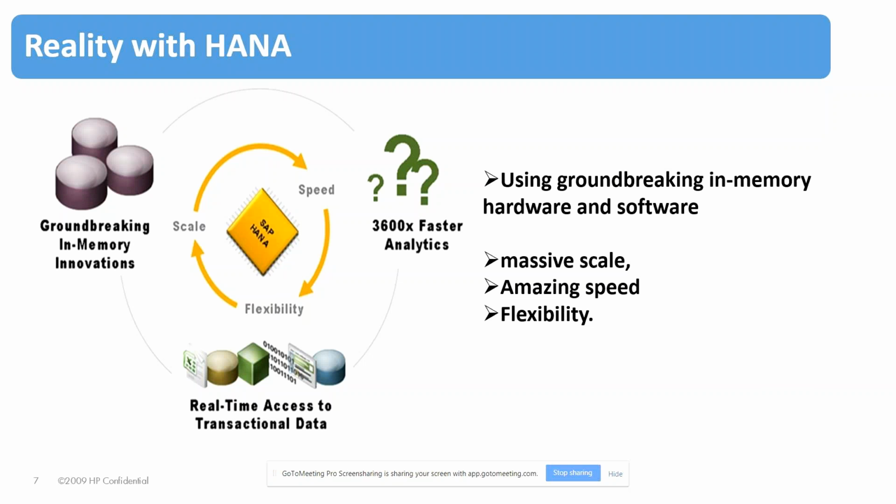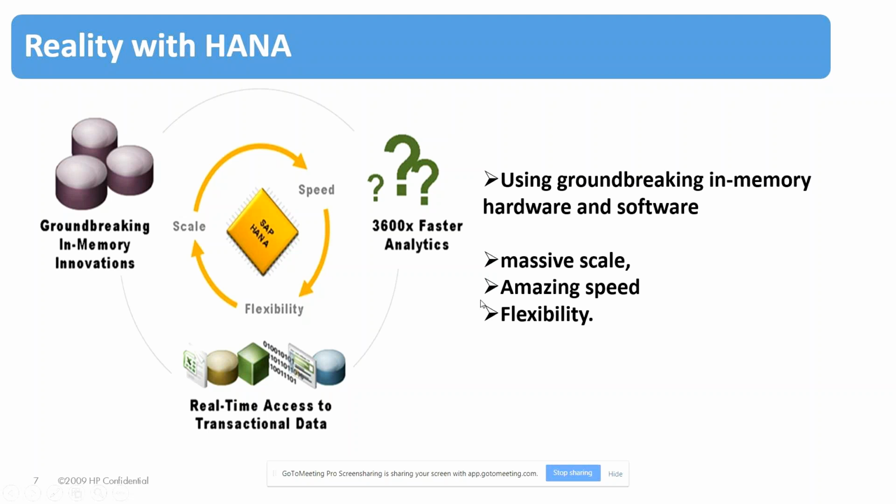So these are all the actual pain points when compared to traditional databases. In reality, HANA comes up with a solution for all these pain points. The role of HANA is using groundbreaking in-memory innovation, using in-memory software and hardware. So it handles a massive scale of data with amazing speed and flexibility. HANA will deal with the massive scale of data, so it can deal with any kind of information explosion, and with amazing speed, it can deal with the entire data at very high speed and also with flexibility.